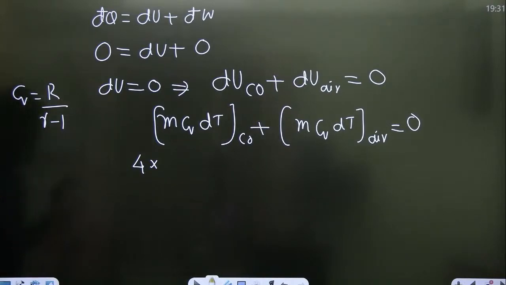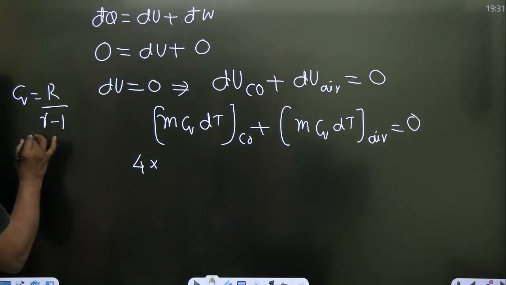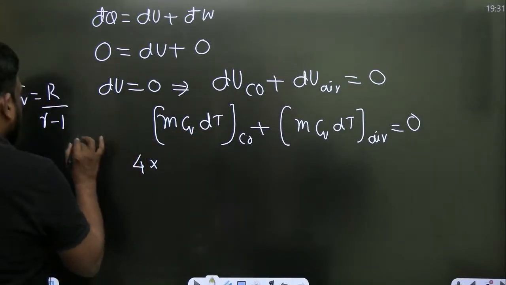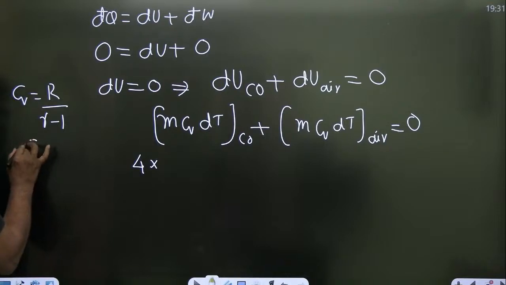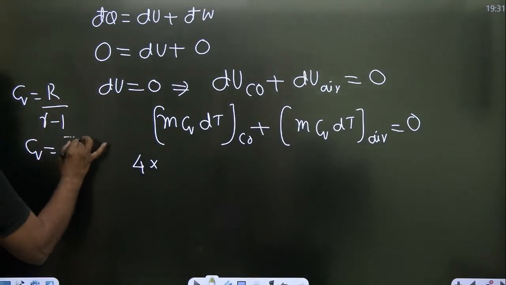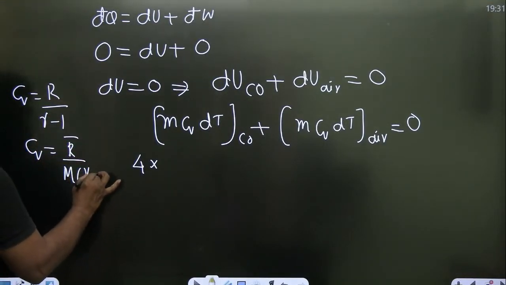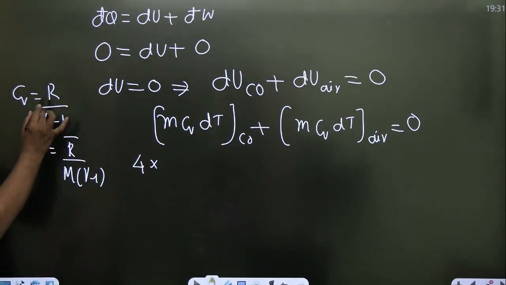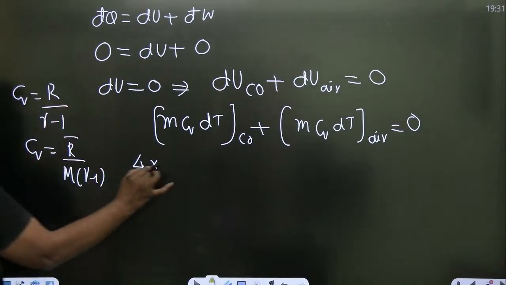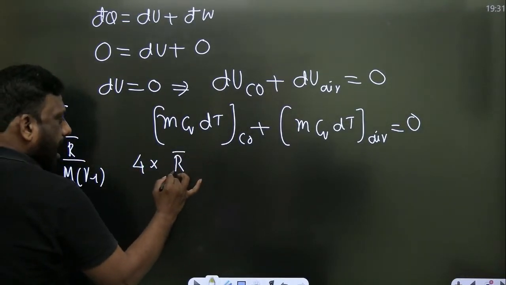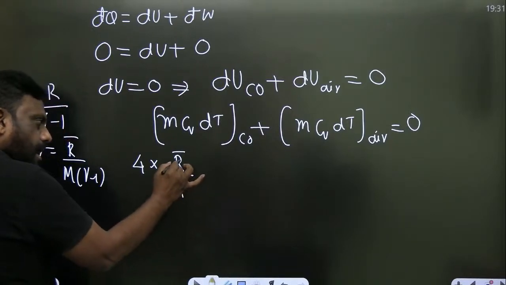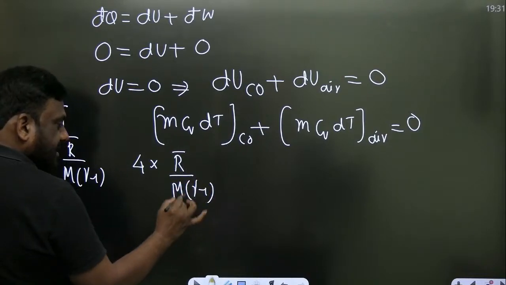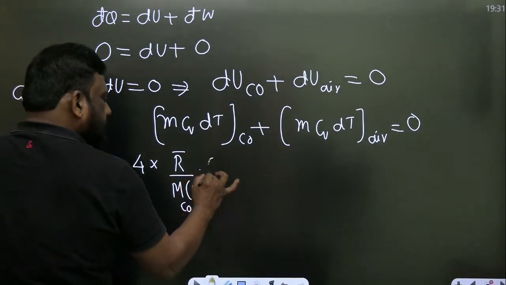Excellent, sir. Is it understood? So if you want Cv, listen carefully, Cv is equal to R by gamma minus 1. But what is R? R can be written as R bar by molecular weight. So Cv is R bar by molecular weight times gamma minus 1. Will something cancel? M. What is this for? Carbon monoxide.